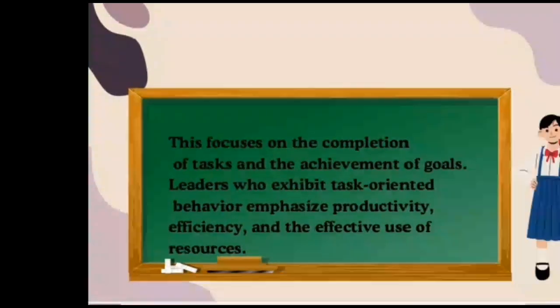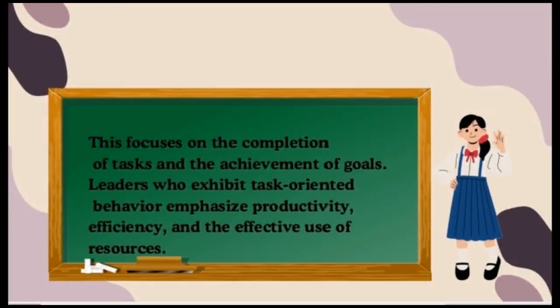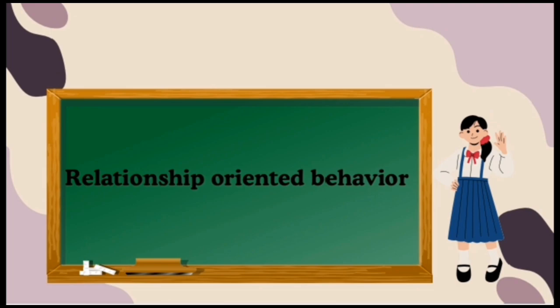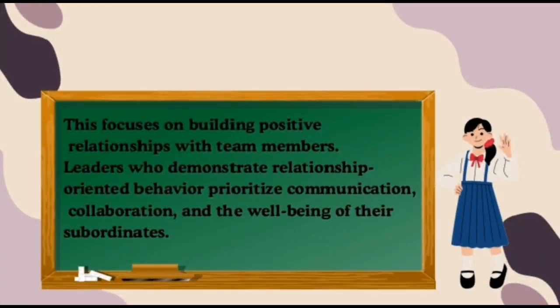Task-oriented. This focuses on the completion of tasks and the achievement of goals. Leaders who exhibit task-oriented behavior emphasize productivity, efficiency, and the effective use of resources. Relationship-oriented behavior focuses on building positive relationships with the team members. Leaders who demonstrate relationship-oriented behavior prioritize communication, collaboration, and the well-being of their subordinates.